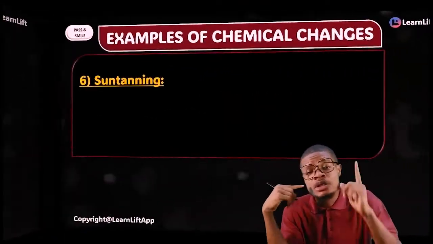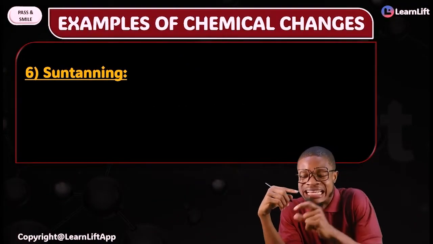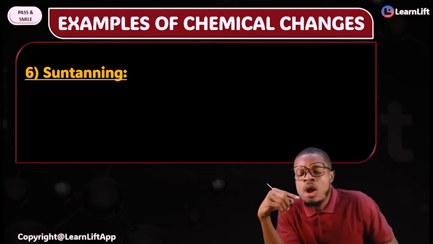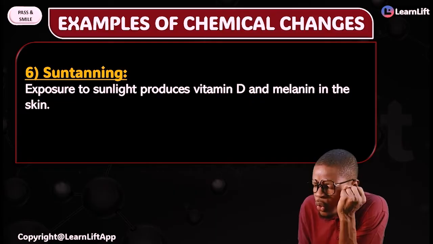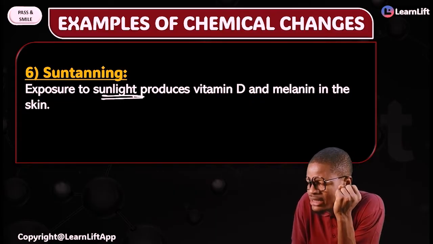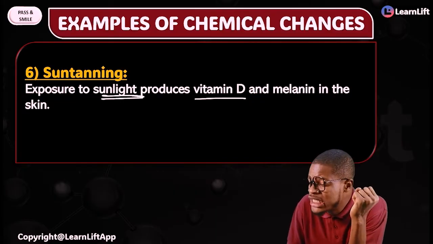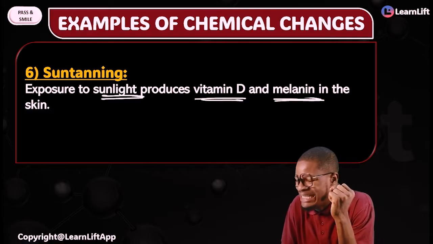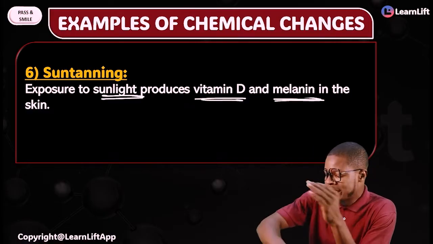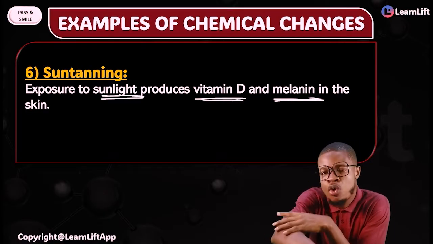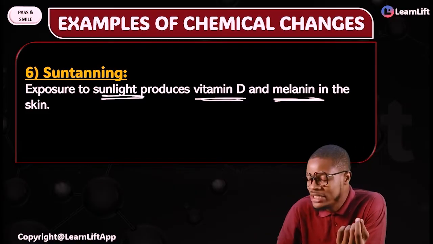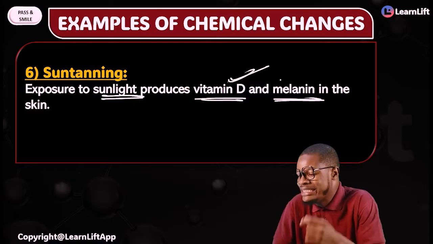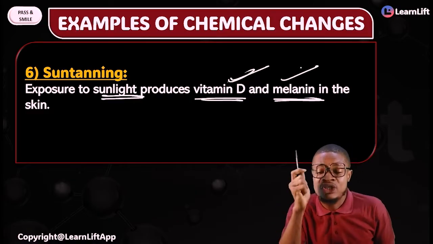Another example, we are going all the way to 20, is called your sun tanning. Sun tanning. What do we refer to by sun tanning? Follow me very quickly. Exposure to sunlight. What does it produce? It produces vitamin D and melanin in the skin. So anytime your skin is exposed to sunlight, especially this early morning sun, what does it generate? Vitamin D and what? Melanin. And that process is called sun tanning.